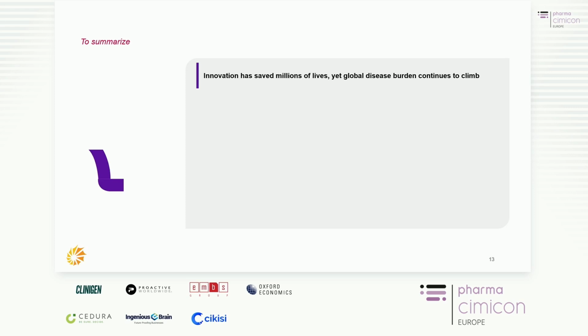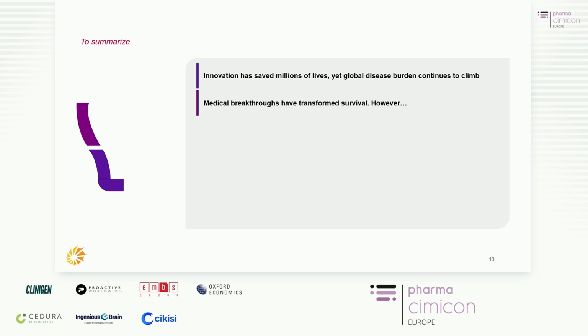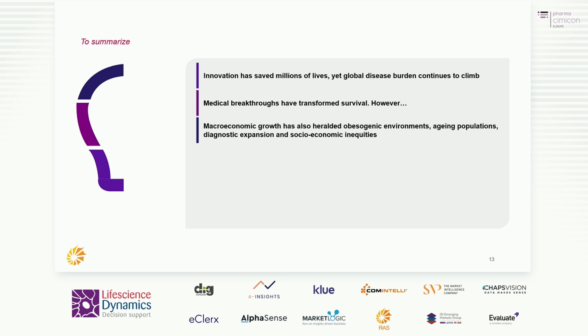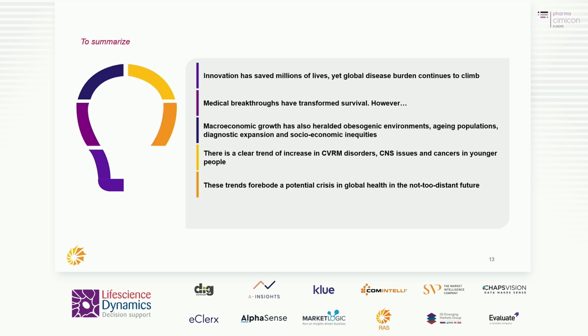So just to summarize, innovation has saved millions of lives, but the global disease burden continues to increase. Medical breakthroughs have transformed survival. Macroeconomic growth has also brought in sedentary lifestyles, increasing stress, and of course, socioeconomic inequities. There's a clear trend in the increase of CVRM, CNS, and even cancer disorders, especially in the younger age. And finally, these trends basically create a premonition of almost a cataclysmic future in terms of what would happen to a significant portion of the population if these metrics don't come under control.